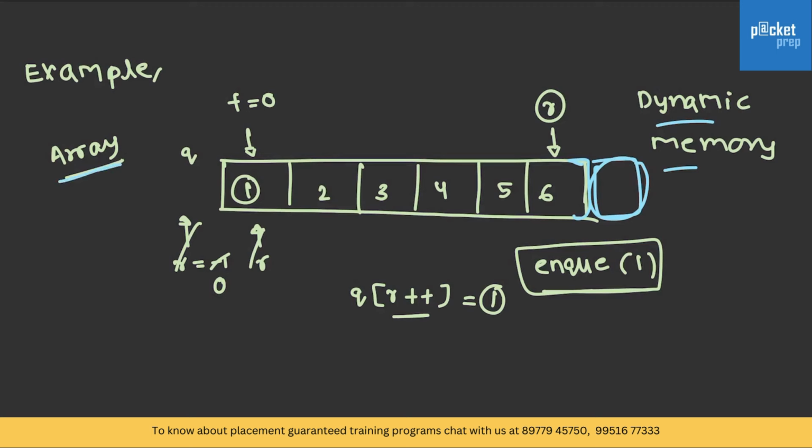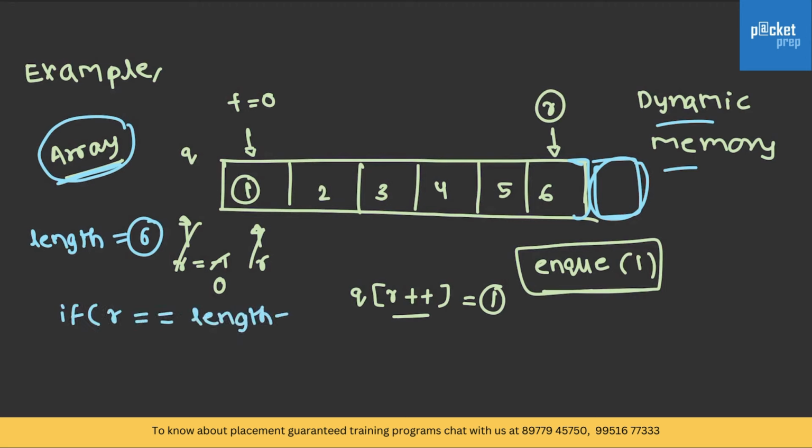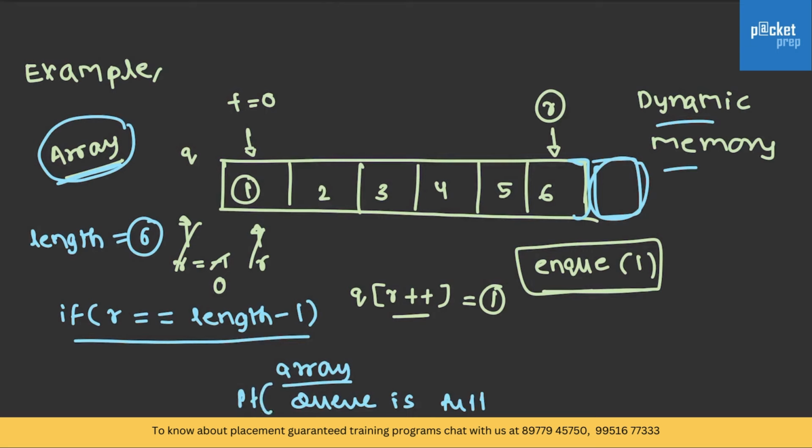But in the case of array, it is static and the size of the array or the memory that has been allotted is fixed. Now, in this case, when you are trying to implement with the help of an array, then you need to keep track of length. Let's say the length over here is 6. You need to check whether the rear pointer is pointing to length -1. If it happens, then the array is full or the queue is full. You can print and tell the user that queue is completely occupied with storage.